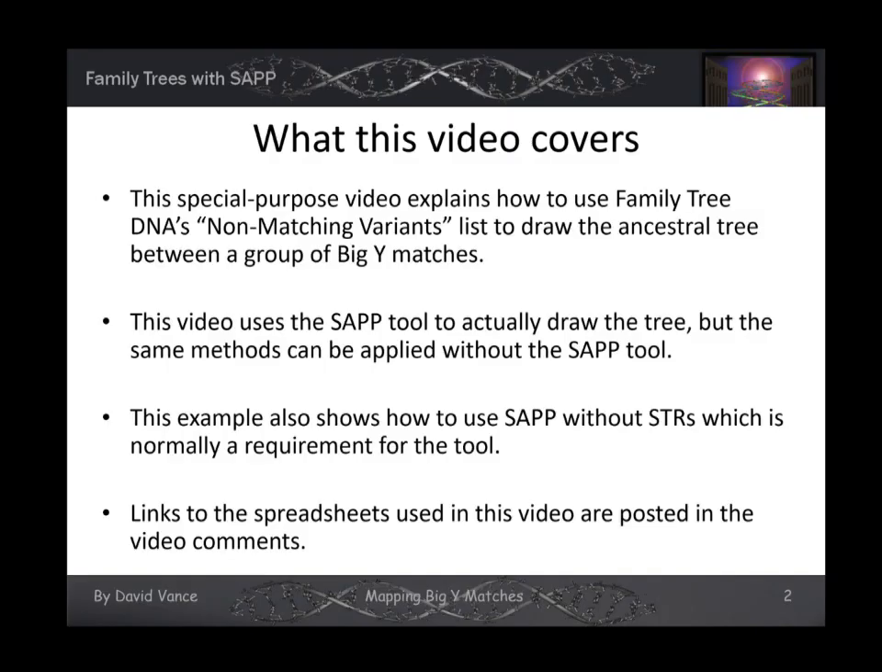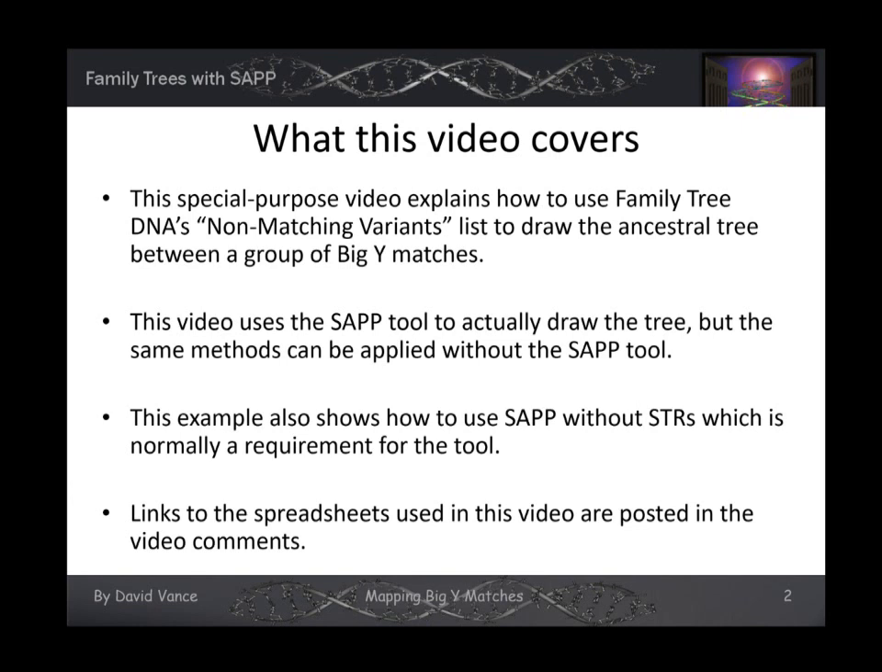This uses Family Tree DNA's non-matching variant list in order to draw the ancestral tree between a bunch of Big Y matches. Typically, you'd find the non-matching variant list in your Big Y results. We'll talk about that in a few minutes, and we'll use that list in order to draw the ancestral tree that connects all those matches.